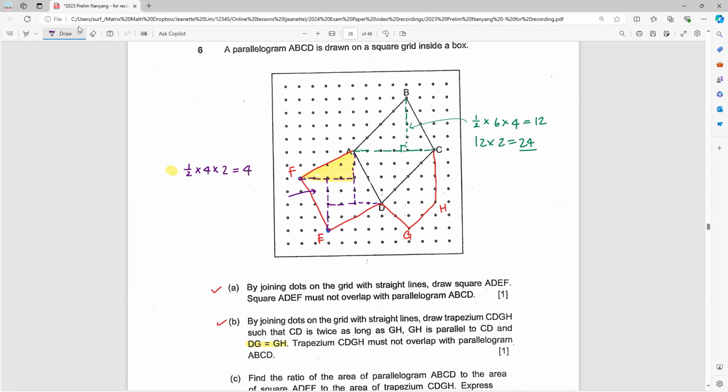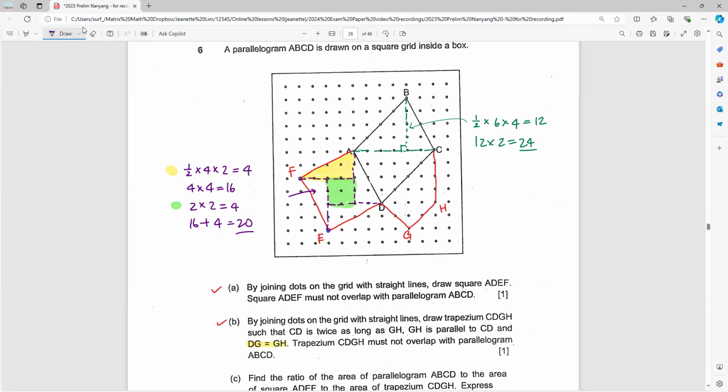So this is 4. Then there's actually 4 of that. So 4 times 4. Then the square, which is here, will be 2 times 2. So that whole square will be 16 plus 4, 20.